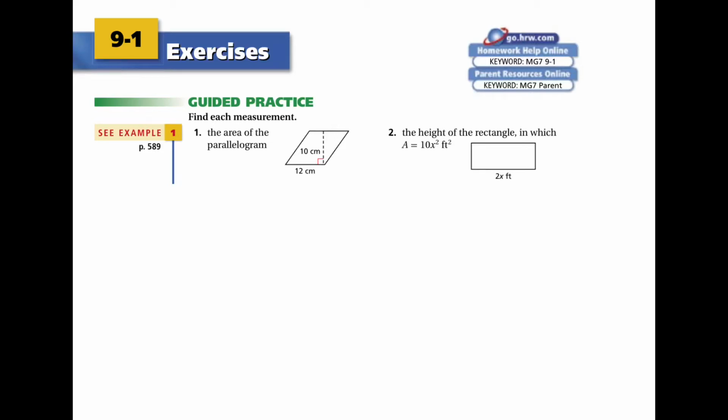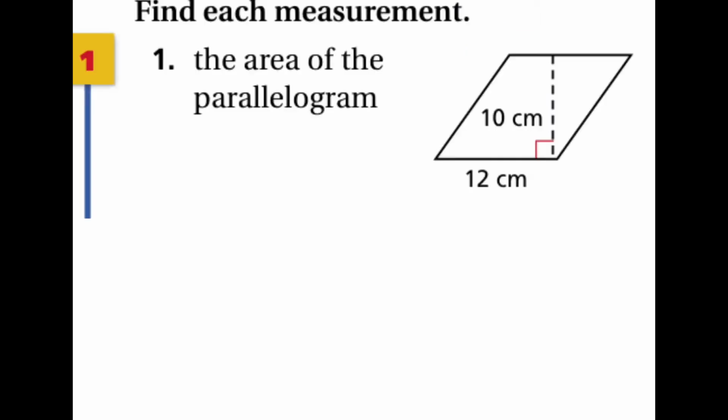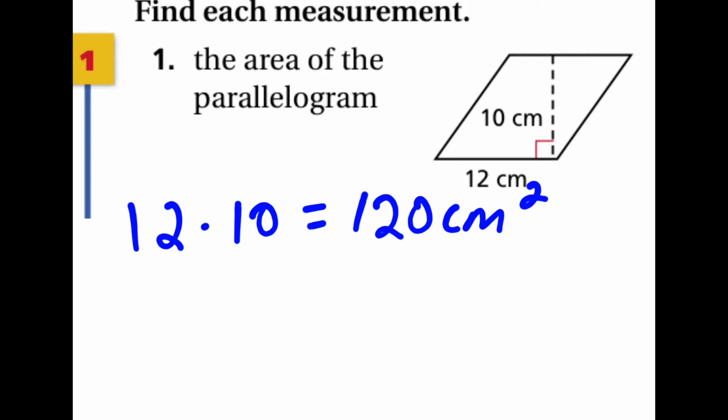This video will go over Chapter 9, Section 1, numbers 1 through 16. Number 1, the area of the parallelogram. Base times height is our area formula here, so we just take 12 times 10, and our answer is 120 centimeters squared.